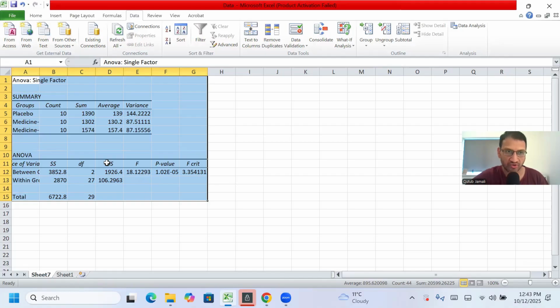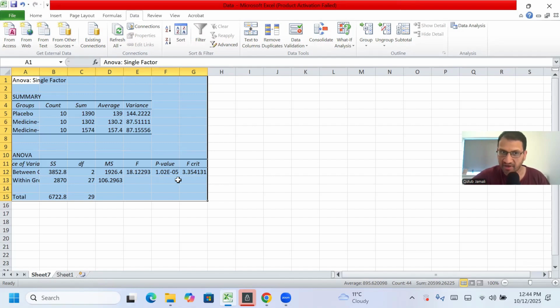For that, you need to look at the second section here. You have the F value and the F critical value. If you look at the F critical value, this is 3.35, right? And the F value is 18. If the F value is greater than the F critical value, it means that yes, the mean difference is significant. However, is this statistically significant?